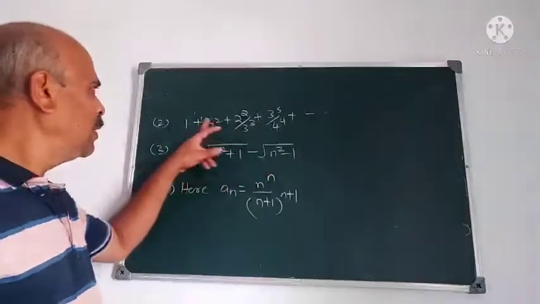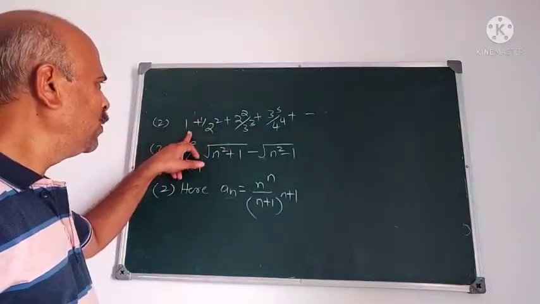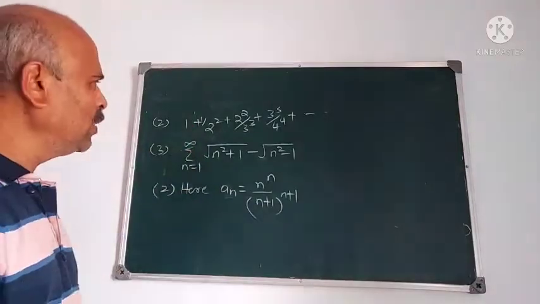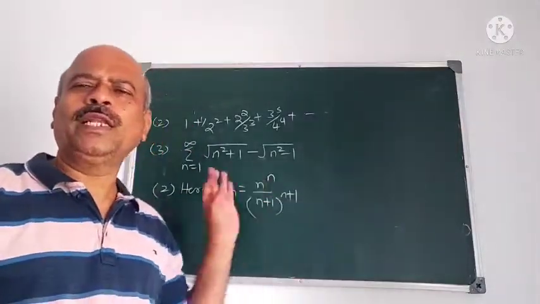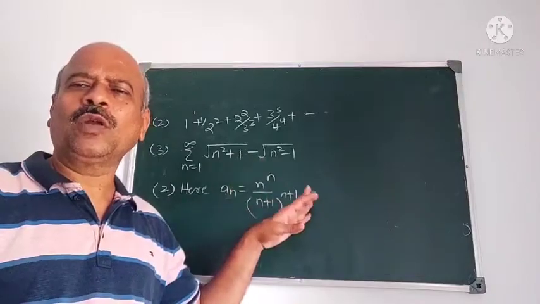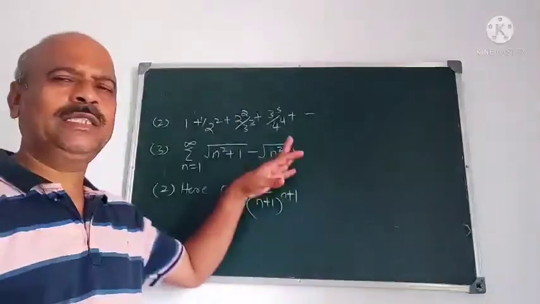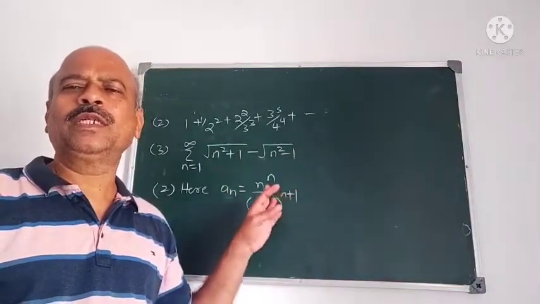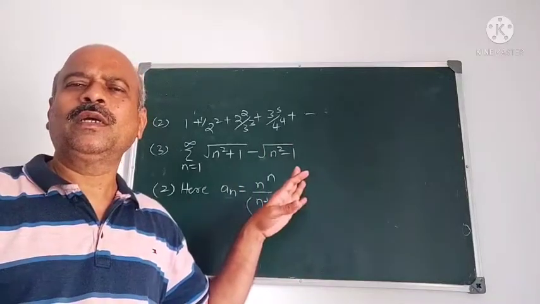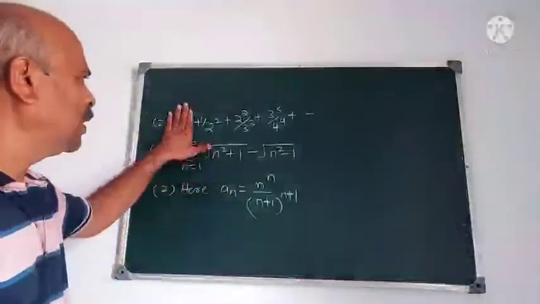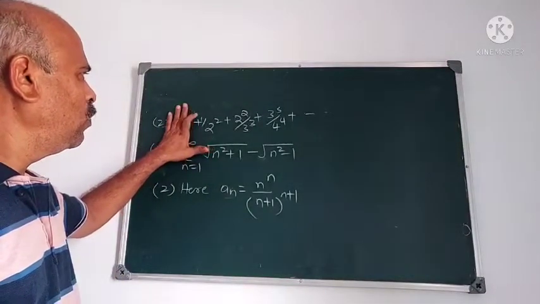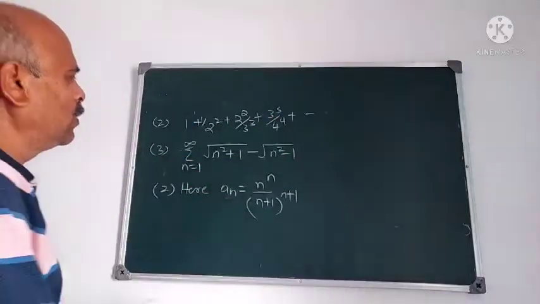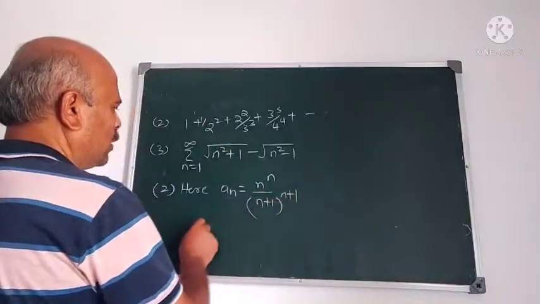We generalize here. See numerator, 1 square by, you leave the first term here. In an infinite series, we can leave a finite number of terms or we can add a finite number of terms. It doesn't change the behavior of the series because the number of terms is infinite. Finite terms don't affect the behavior of the series. So if you leave this first term, then what happens? 1 by 2 square, 2 square by 3 cube, 3 cube by 4 raised to 4, etc. Therefore, n raised to n by n plus 1 raised to n plus 1.